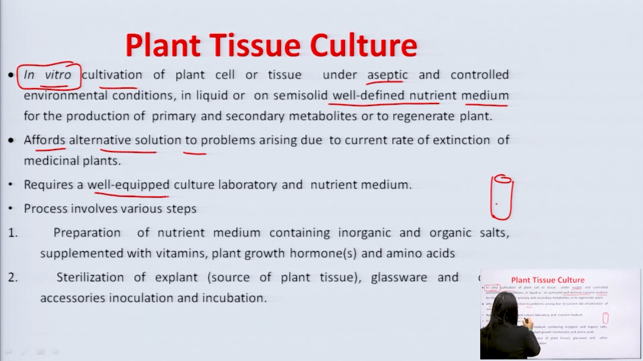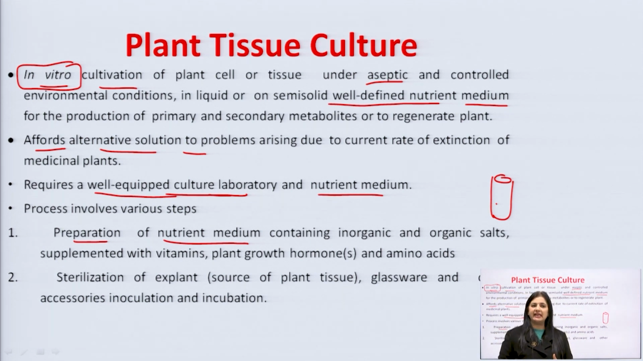They require a well-equipped culture laboratory. Obviously, this technique is not that simple. You have to have an assembly, a nutrient medium and a culture laboratory for this. Basically, two processes and two techniques are involved here. Number one, preparation of the nutrient media. The nutrient media provides all the organic and inorganic salts required for plant growth, say nitrogen, phosphorus, potassium, whatever is required for the plants; we provide it all externally. Besides that, we provide plant growth hormones as well as amino acids which are necessary for the growth.